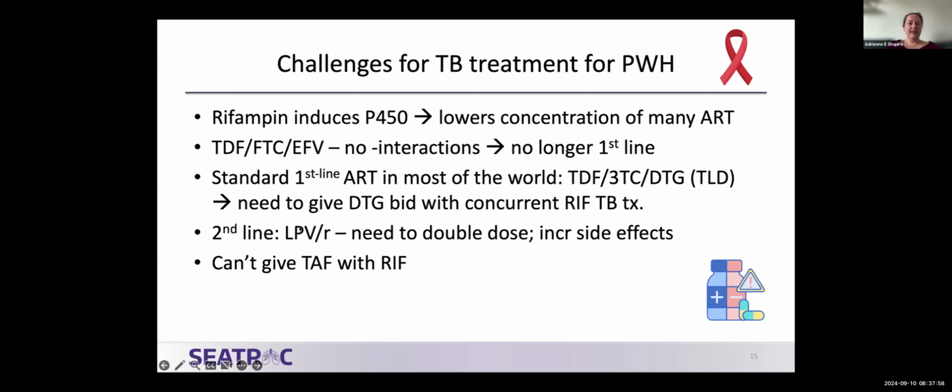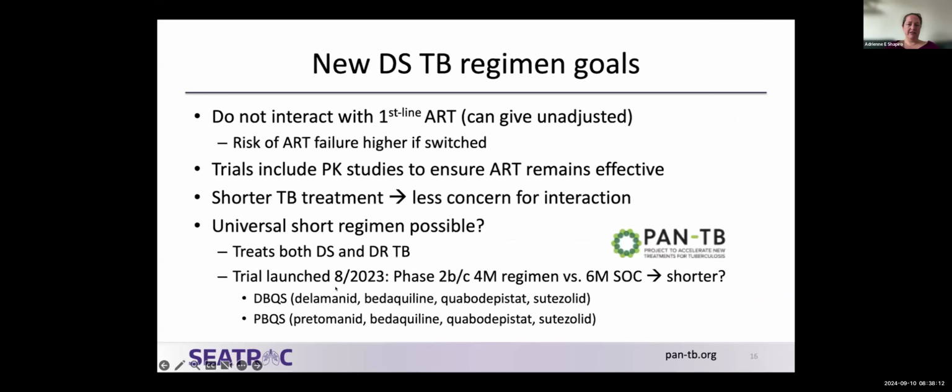Most second-line ART can't be given with TB treatment with rifampin. And some of the renal sparing medications used mostly in high-income settings can't be given with RIF. So thinking about goals for new drug-sensitive TB regimens, these are goals that would be regimens combining some of the new products that Dr. Parrish talked about.